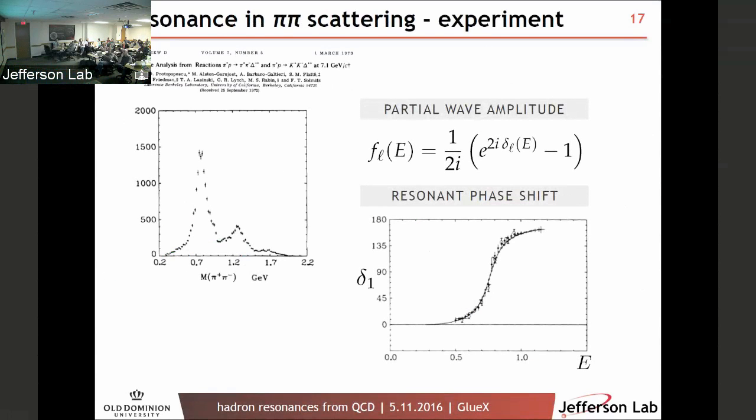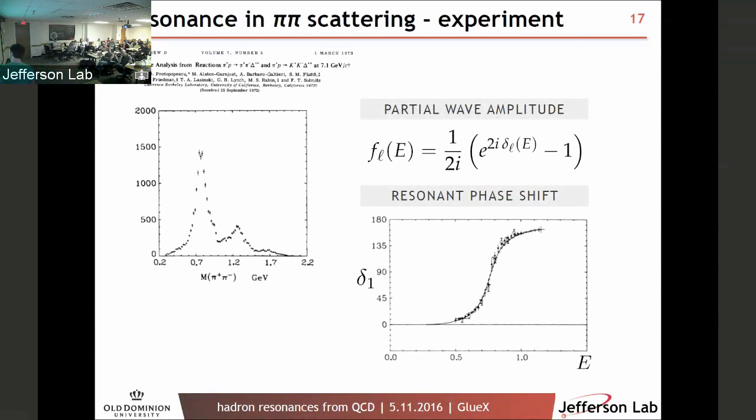So let me give you an example of how this finite volume business can work in practice. So predictably, I'm going to start with the simplest possible example. So consider the rho resonance in pi-pi scattering, which Matt very kindly also, without any collusion, showed this example.